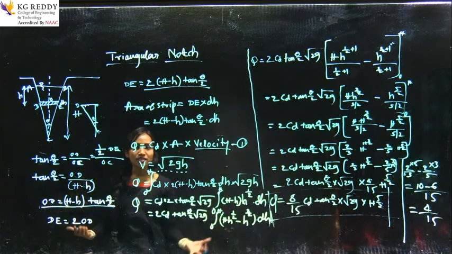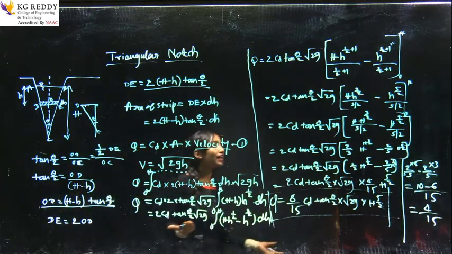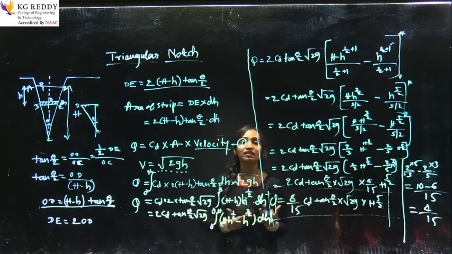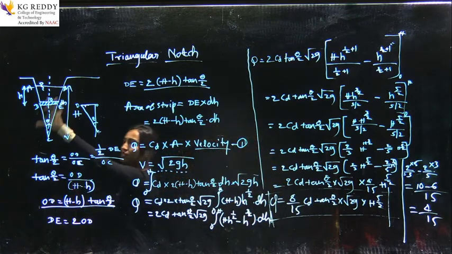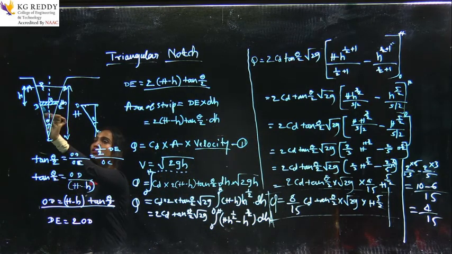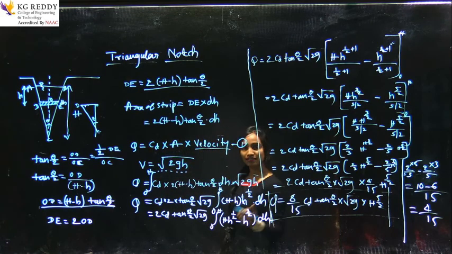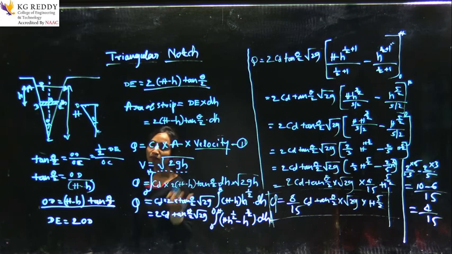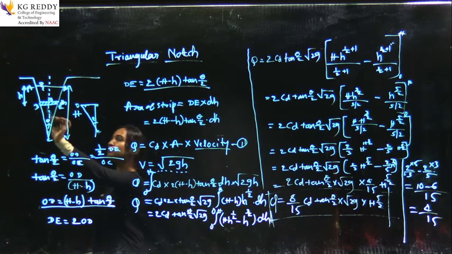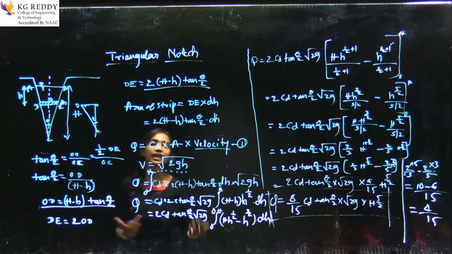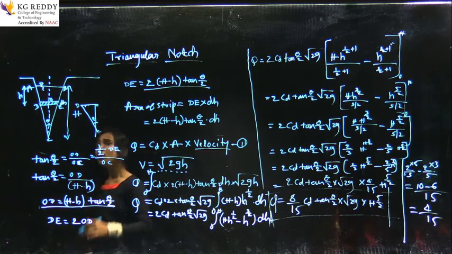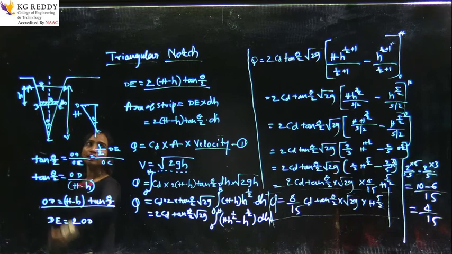Just take a glance, because it looks very lengthy. The key points to remember in this derivation are: first, consider one triangular notch, and in that you should first find the area of the strip, because to find the discharge we should know the velocity, CD and the area of the cross section. First we are dealing with the strip, so we should know its area. To get the area of the strip we need DE. How to find DE? By taking theta by 2.